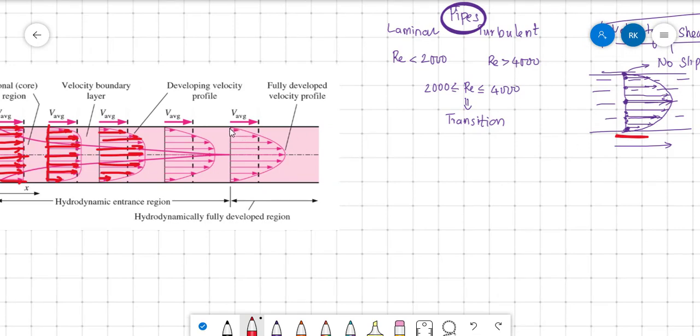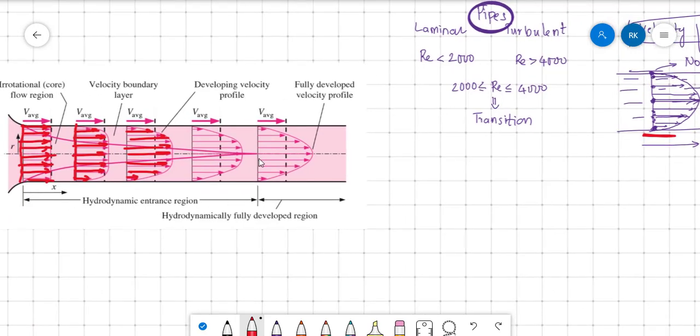At that point, the hydrodynamic entrance region ends. So from the entry of the fluid to the velocity profile that we have discussed, if the fluid reaches that velocity profile, that region is called the hydrodynamic entrance region, and that pipe length is called the hydrodynamic entrance length.